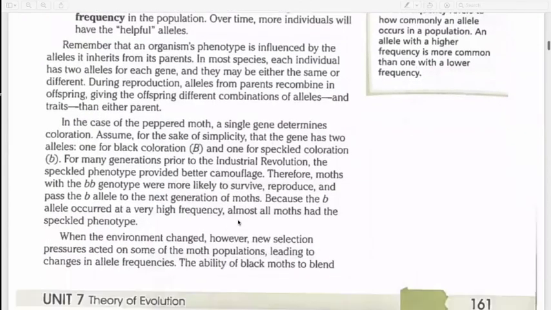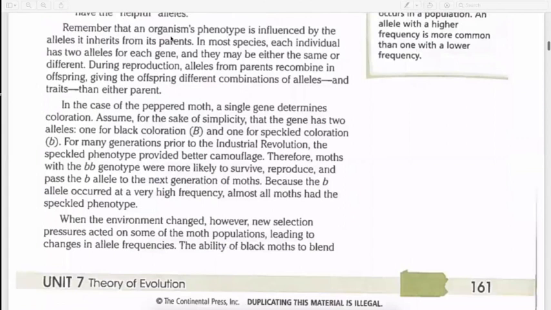Very important. Remember that an organism's phenotype is influenced by the alleles it inherits from its parents. In most species, each individual has two alleles for each gene. Remember, one from mom, one from dad, and they may be either the same or different, homozygous or heterozygous. Right? Call back to last chapter.